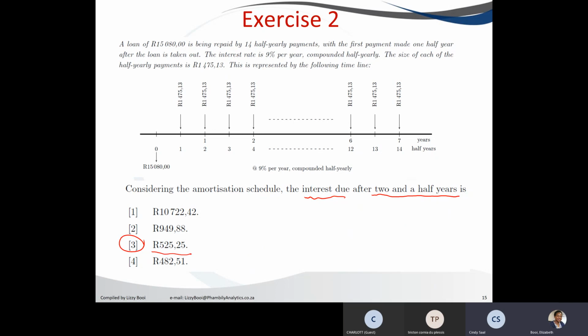525.25. So you need to write the steps down so that you remember how you answer these questions. Yeah, I did. I'm running out of space and I don't write all of the things down. So make sure that on your side, you also write the steps down. Yes.